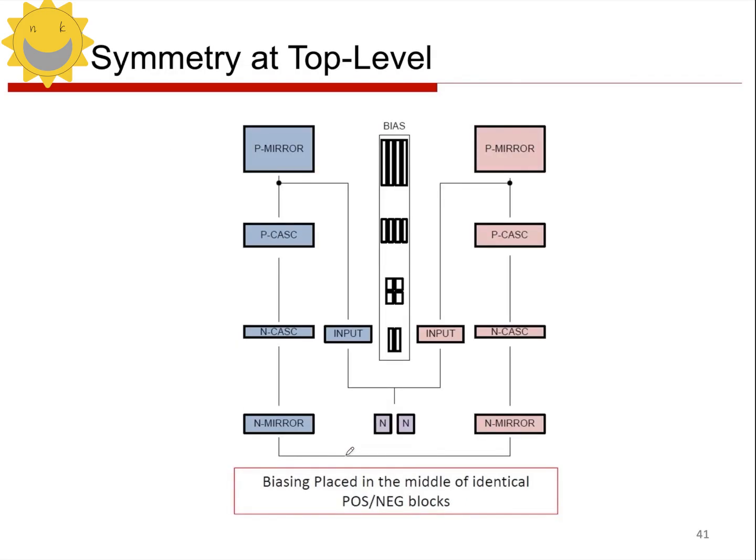Okay, let's look at the next layout method. What is the next layout method? It's called symmetry at top level, which means top level matching. How do I do it? Let's look at it. Well, actually, it is to place the whole device according to the schematic diagram. It is arranged symmetrically. I put all the blue devices on the left, and then the pink devices on the right, and then put the bias circuit in the middle.